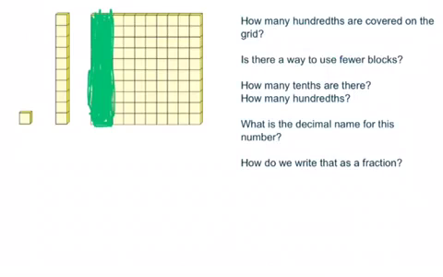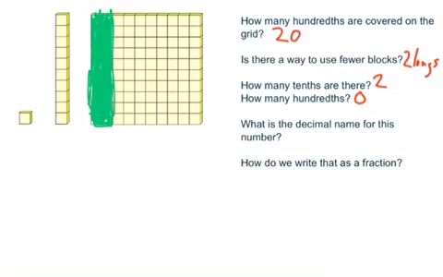So one more of these. You're going to go ahead and try to solve it, and then I will put the answers in. So pause it, and when you're ready, come back. Okay, so how many hundredths are covered? Hopefully you see that there's 20. 2 full ones. Is there a way to use fewer blocks? Well, yeah, I could do 2 longs for this, right? Instead of 20 little cubes, I could use 2 longs. How many tenths are there? 2. Hundredths? None left over, right? I don't have any little cubes being left.